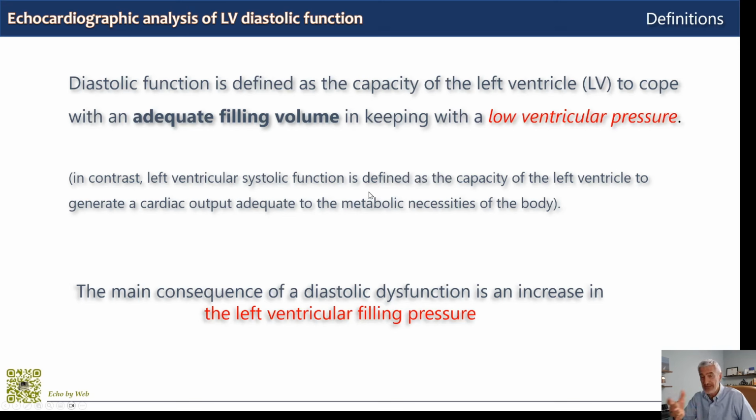So echocardiography has a role in all the diagnosis and follow-up of the patient. One of the main goals of treatment for heart failure is to reduce the filling pressures, for example, with diuretics. Therefore, low filling pressures, 12 to 15 millimeters of mercury depending on cutoffs in the literature, are good. High pressures are bad. And indeed, the main clinical consequence of diastolic dysfunction of any cause is the increase in left ventricular filling pressure.